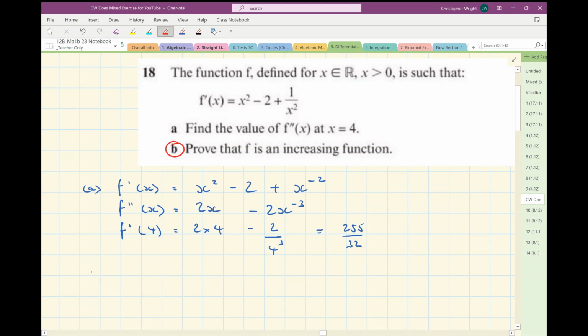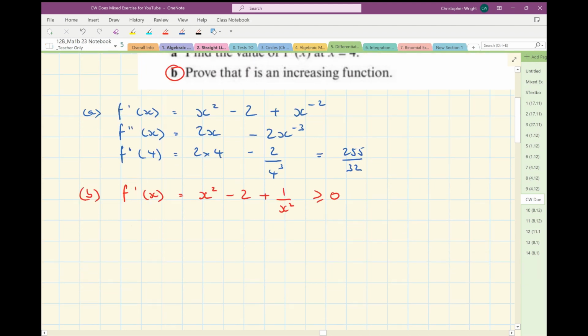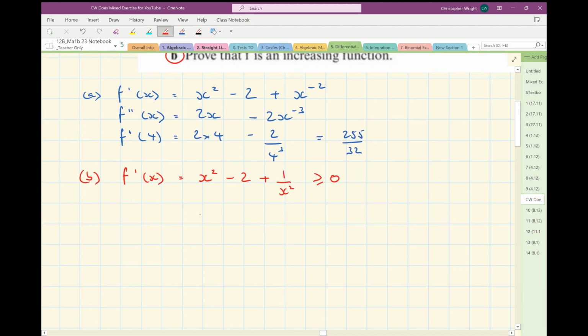Right, part B, prove that f is an increasing function. Well, all I need to do is to prove that the first differential, which is x squared minus 2 plus 1 over x squared, is always greater than or equal to 0. Now, if you want to prove that something's always greater than or equal to 0, if you can prove it's a square number, then you've won the battle.